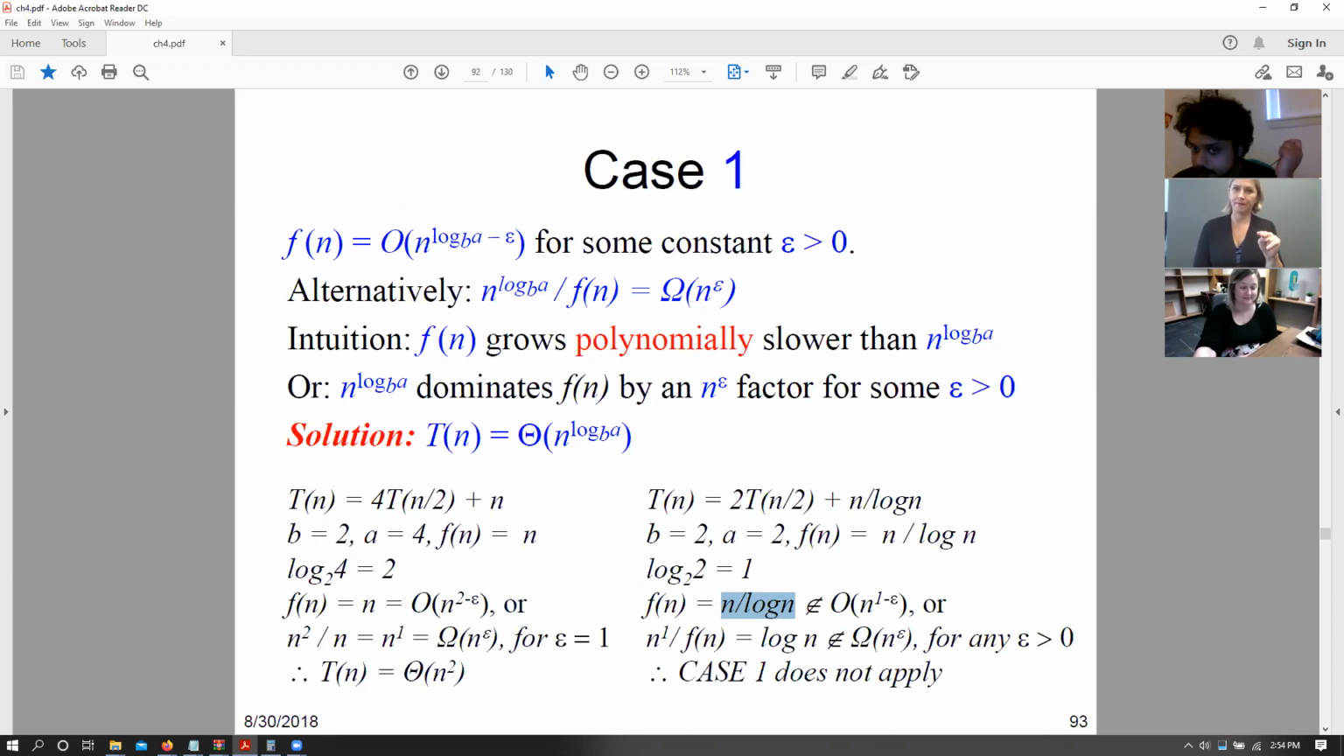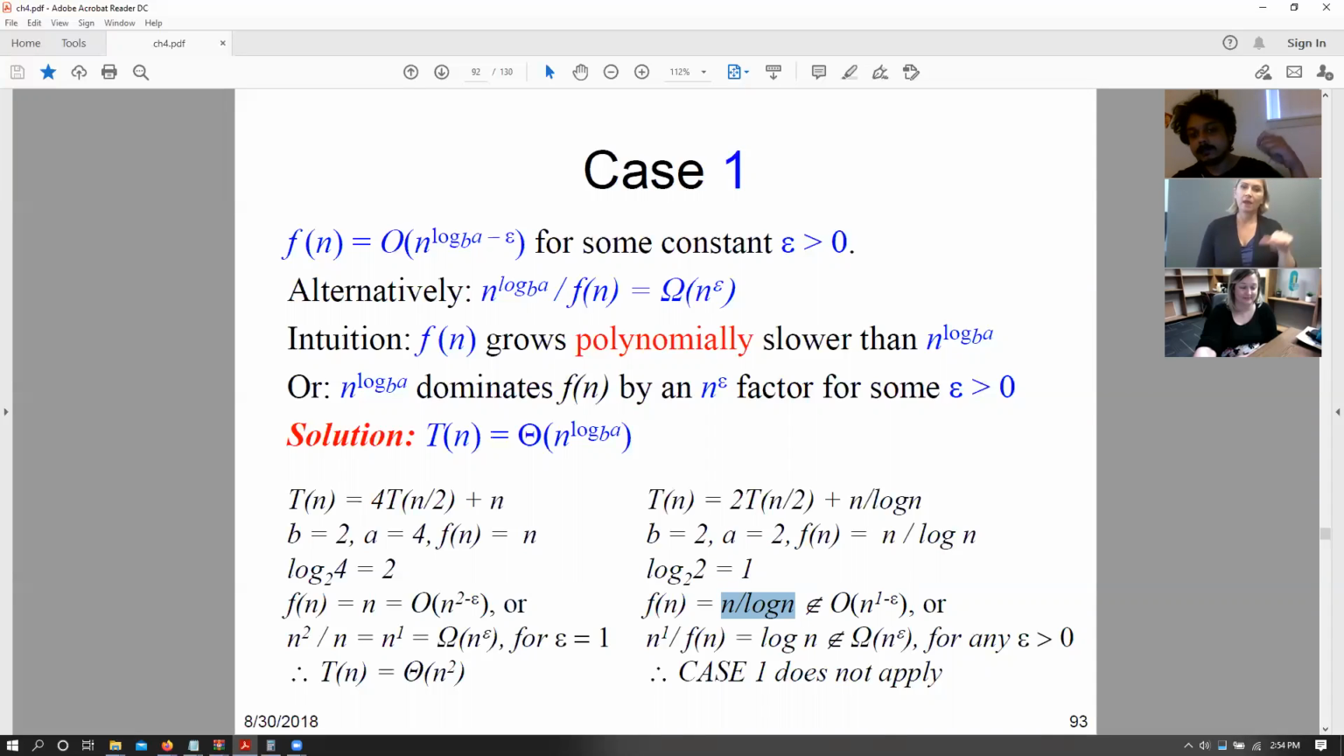Can we have any epsilon that makes the log n thing? No, right? Whatever epsilon we have, for any epsilon greater than 0, we cannot have a log n value. Does that make sense? So that is why we can say that case 1 does not apply in this case.